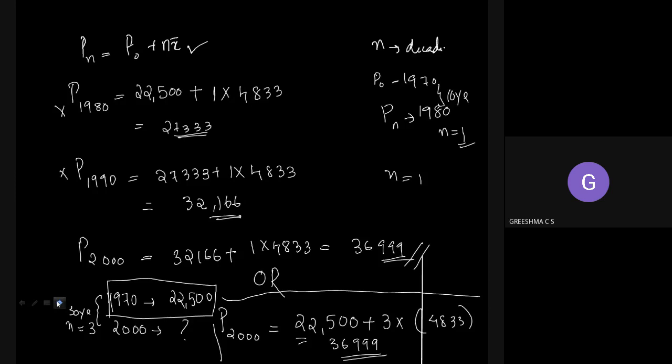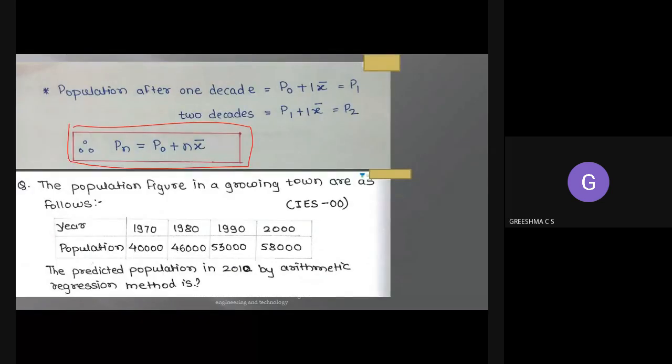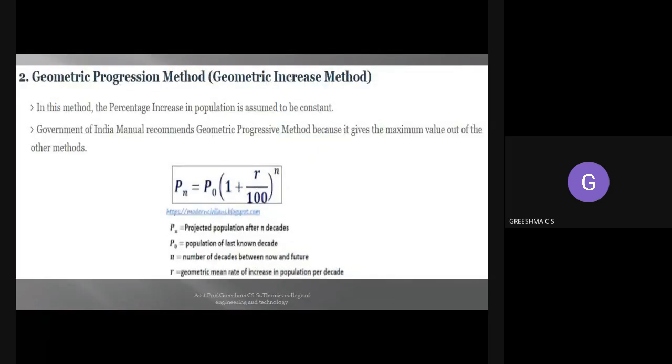Okay, so you can write it with me. So the next method is the geometric increase method. For the geometric increase method, this is the equation: Pn is equal to P0 into 1 plus R by 100, all raised to n.